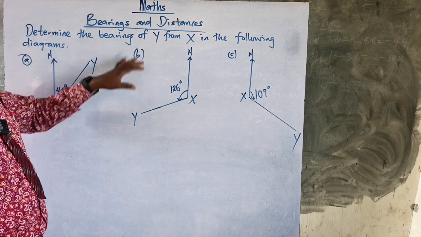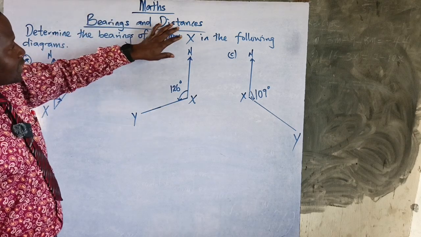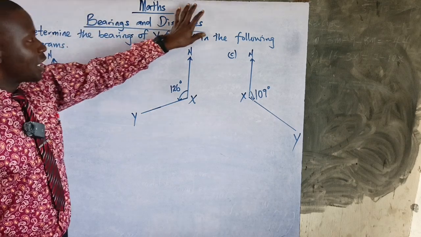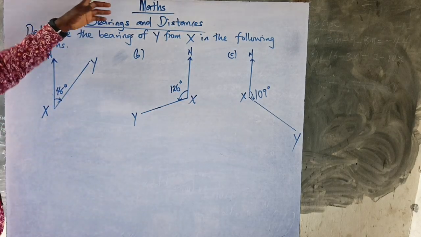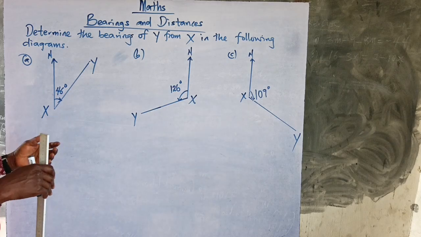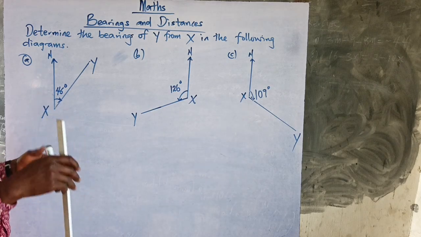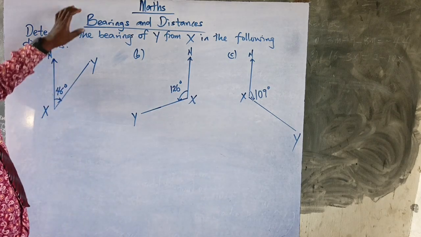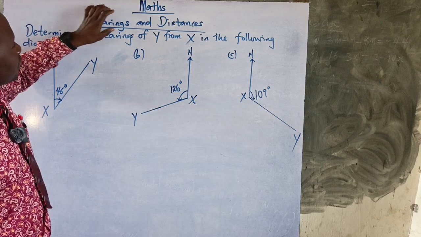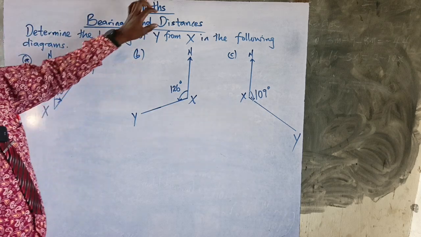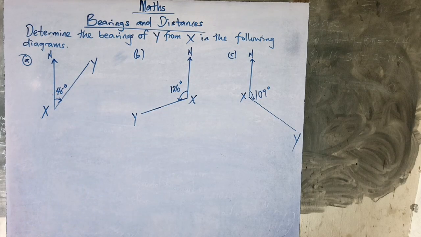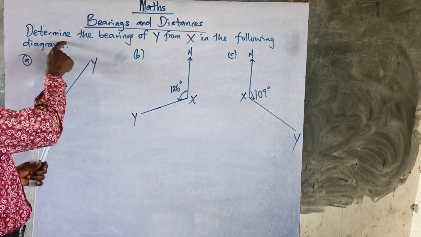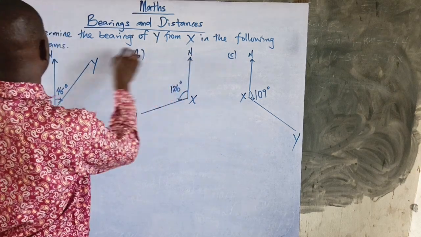If you have watched my previous videos on bearings and distances, I have explained what is meant by bearings and distances. In mathematics, we use bearing to describe the angles, or the location or position of a place from another place. Then distances are gaps or spaces between two positions, and we are to determine the bearing of y from x in the following diagram.